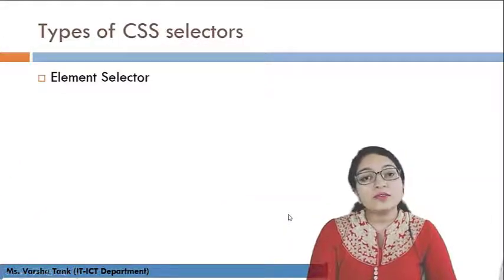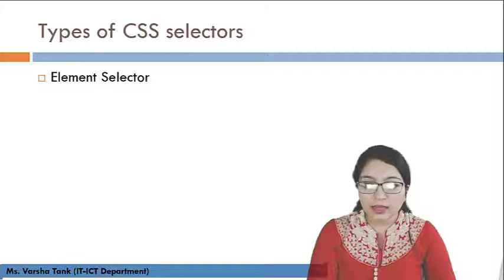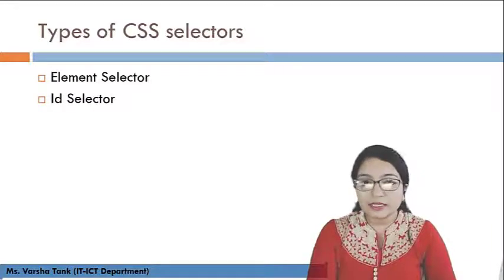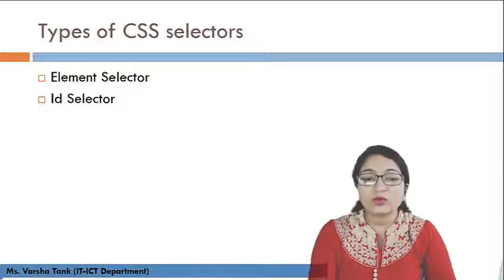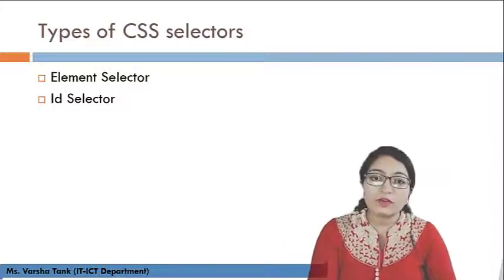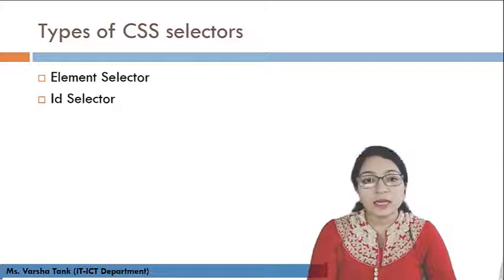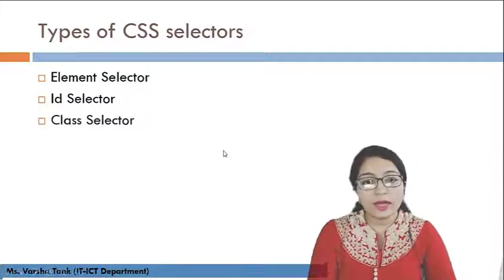Now here you can see the different types of CSS selectors. First one is the element selector, so directly we can apply it to the element name. You should write the element name whenever you are writing the CSS. Then next one is the ID selector, where you can define one ID. Then next one is the class selector, so you can define the class name.